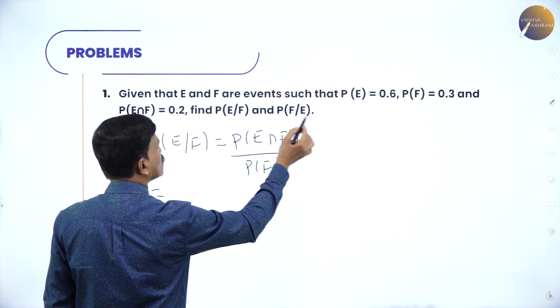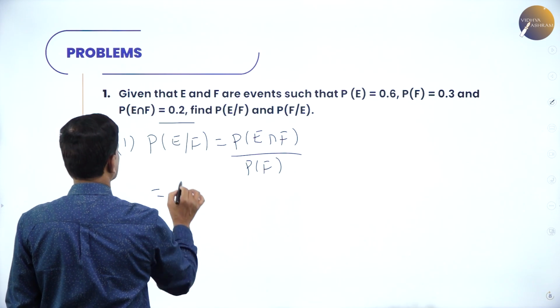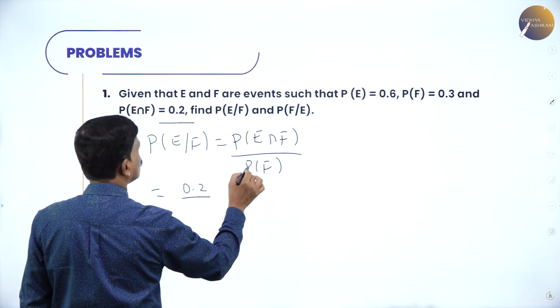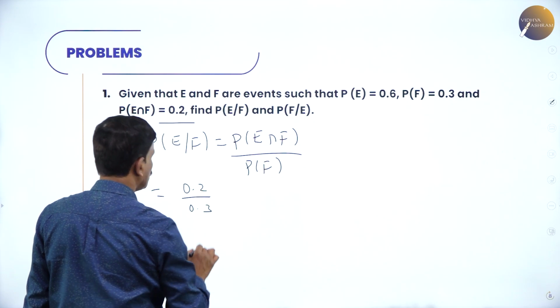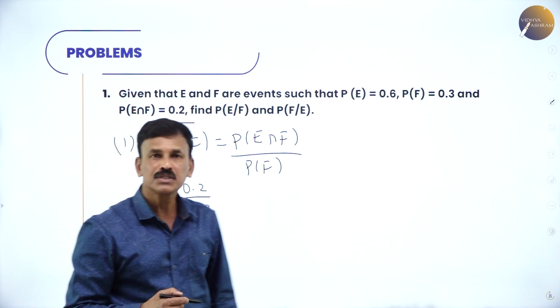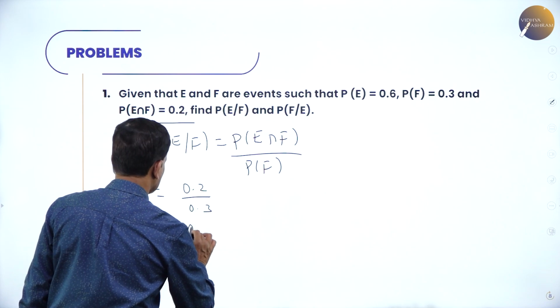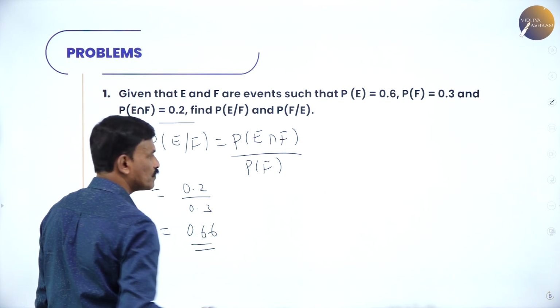So what is the probability of E intersection F? It is 0.2, divided by probability of F, which is 0.3. So 0.2 divided by 0.3 is 0.66. This is the first answer.